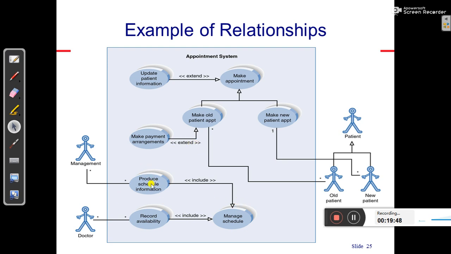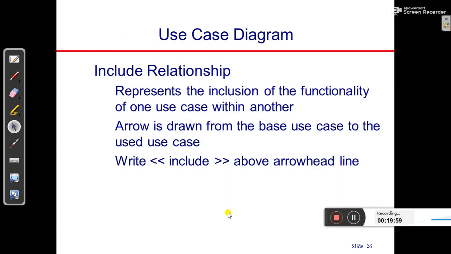Okay, so you can see why it is mentioned as include: these things will be included in the manage schedule use case. This use case is the base use case, and this is the used use case. So that is why we put that include relationship.